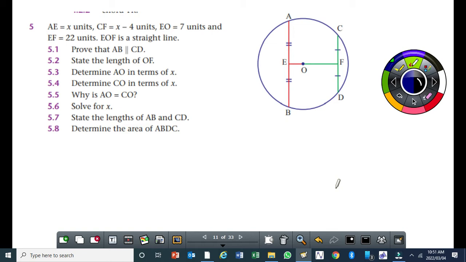If there is no right angle sign, it means you don't know that the line which passes through the center is perpendicular to the chord. But in this case, the line is perpendicular to a chord. So use the converse.